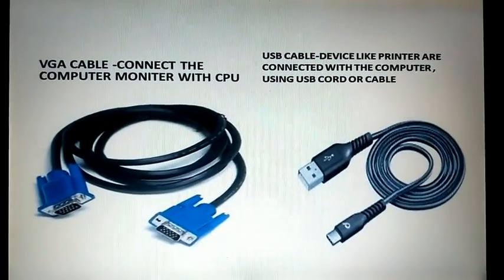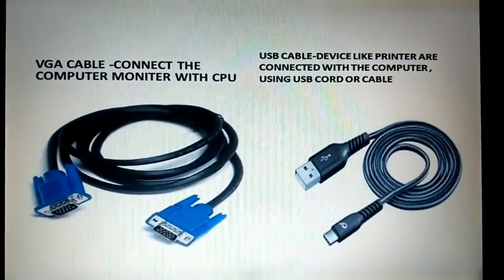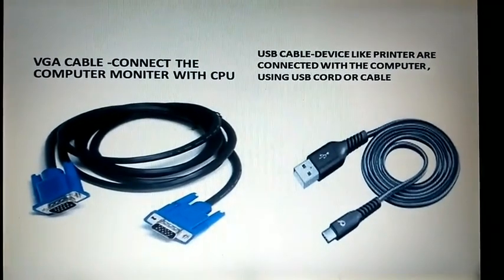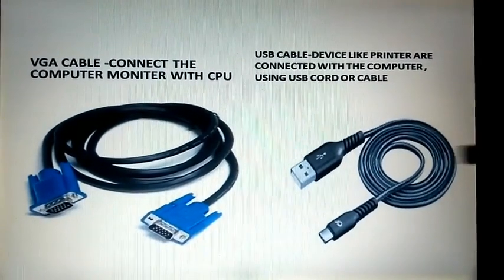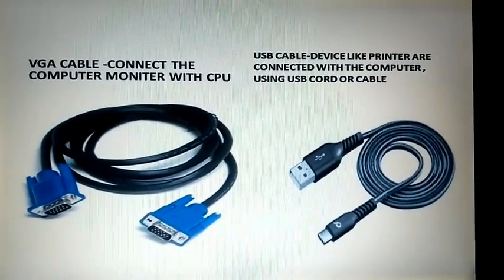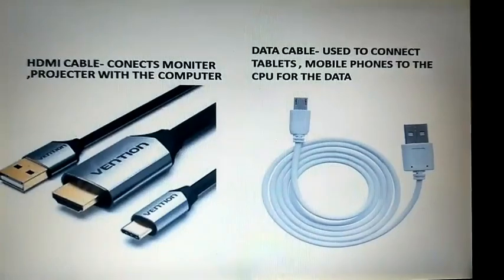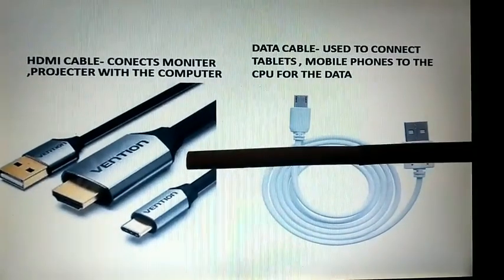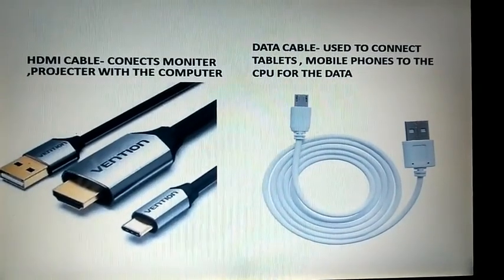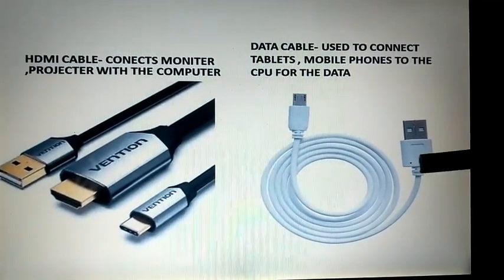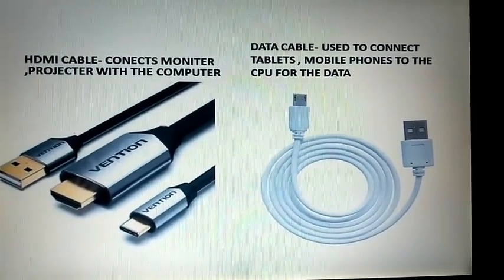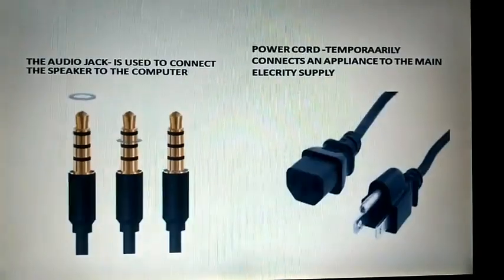VGA cable connects the computer monitor with the CPU. This is USB cable. A device like a printer is connected with the computer using this cable. This is HDMI cable. It connects a monitor or projector with the computer. This is data cable, used to connect tablets and mobile phones to the CPU for data.